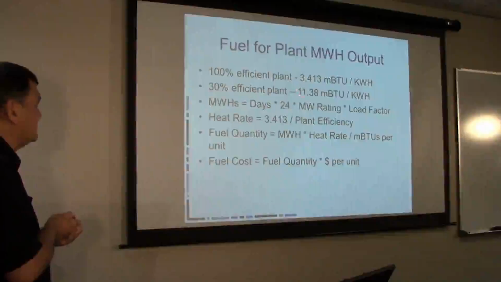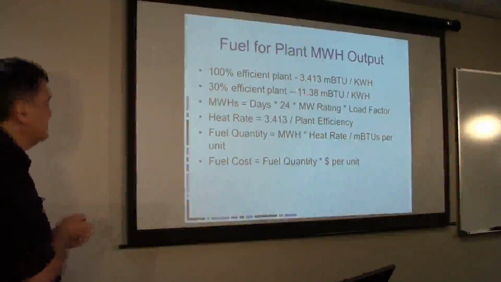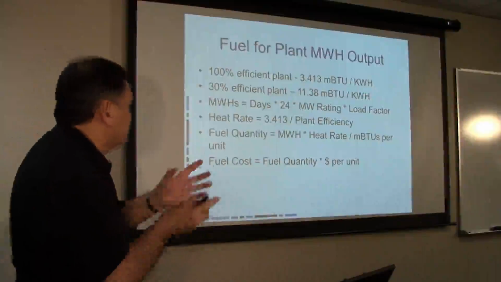I won't go through all the detail in the math except to say that if we have a 100% efficient plant, then that is 3.41 MBTUs per kilowatt hour. If we assume a 30% efficient plant, then we need to divide that number by 0.3. And so this is the amount of heat going into the plant for the kilowatt hours out. So the idea is to do production costing, we have to look at the total amount of BTUs to generate a certain amount of kilowatt hours over a period of time.